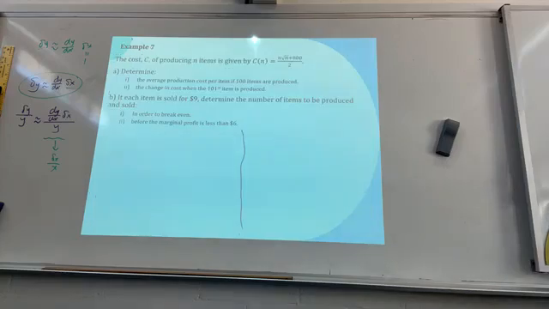Now, you are given the cost C of producing n items is given by this. Part A is exactly the same as what I did just now. So can you try that, please?